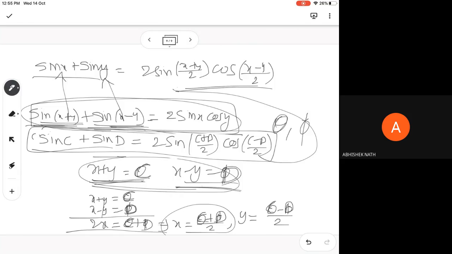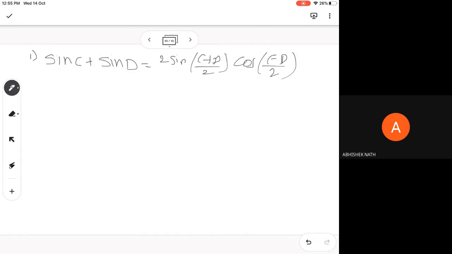But usually most of the students get confused by this one. So that's why the better thing I suggest is to remember these formulas like this. Sin C plus sin D is equal to 2 sin (C plus D by 2) cos (C minus D by 2). And second, if you are considering sin C minus sin D, sin C minus sin D is equal to 2 cos (C plus D by 2) sin (C minus D by 2).